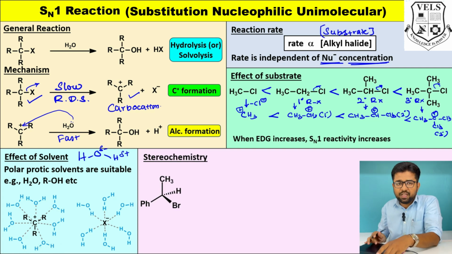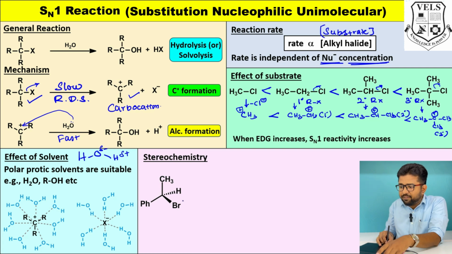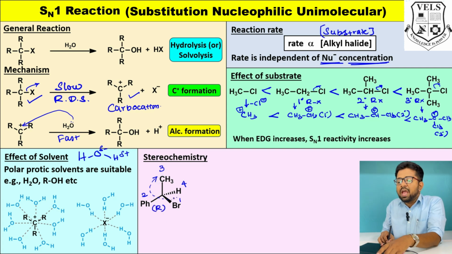For the purpose, I have taken a molecule here, and if you look at the configuration of the molecule, the first priority goes to bromine, the second priority goes to the phenyl group, the third priority goes to the methyl group, and the fourth priority goes to the hydrogen atom. And these 1, 2, 3 groups are arranged in a clockwise direction, so the configuration of the molecule is R. And this compound is subjected to an SN1 reaction.